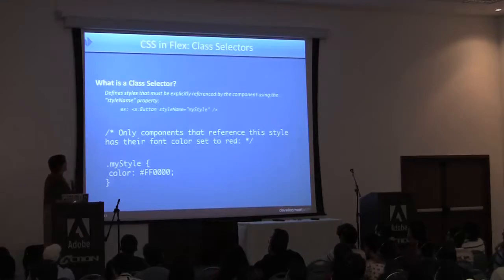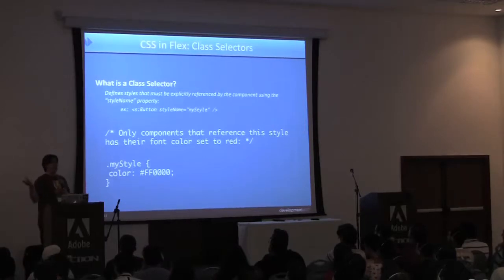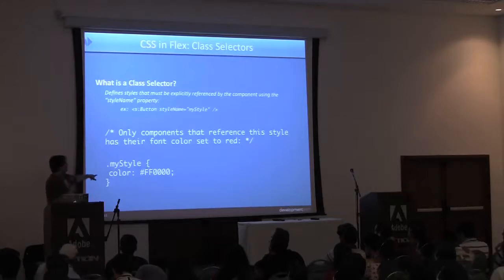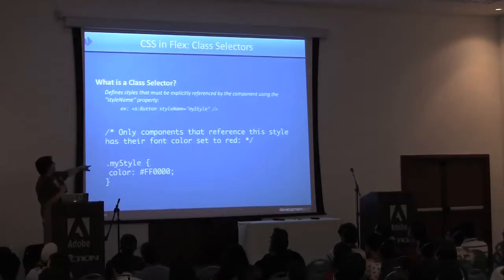The next thing we have is what's called a class selector. This is what really confused me when I first started learning CSS, because a class selector in CSS has nothing to do with components, and nothing to do with ActionScript classes. It's very specific to CSS. A class selector is a way of grouping my styles and giving them a reference. You've seen this before, the dot my style. Class selectors always start with the dot, and then the name of my class selector. Then anywhere in my application, I can reference it through the syntax style name equals my style.